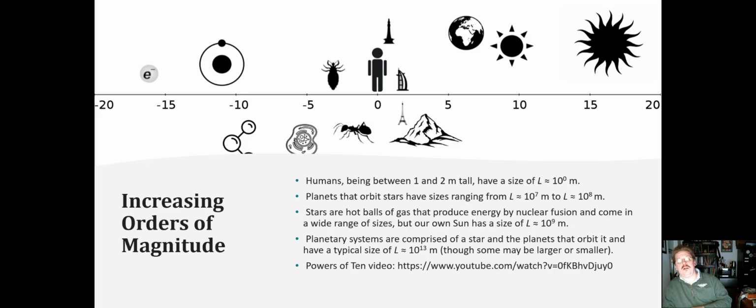We are basically of the 0th order of magnitude, or 10 to the 0, in our height. So if you're talking about the planets that orbit around stars, those can range from 10 to the 7th or 10 to the 8th. And it's an easy way of looking at it in the sense that those sizes are 7 or 8 orders of magnitude larger than you and I.